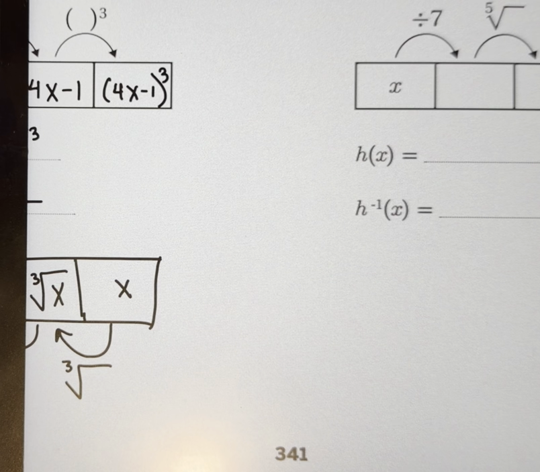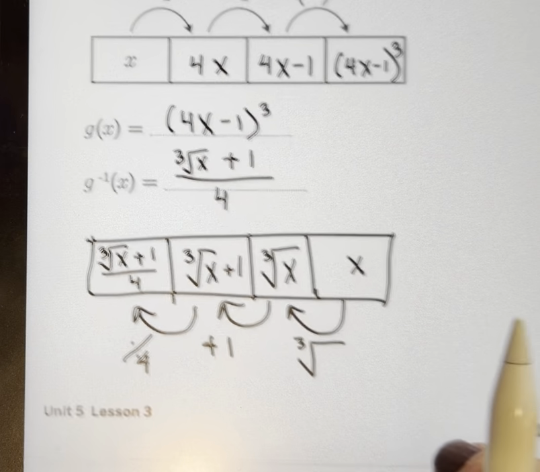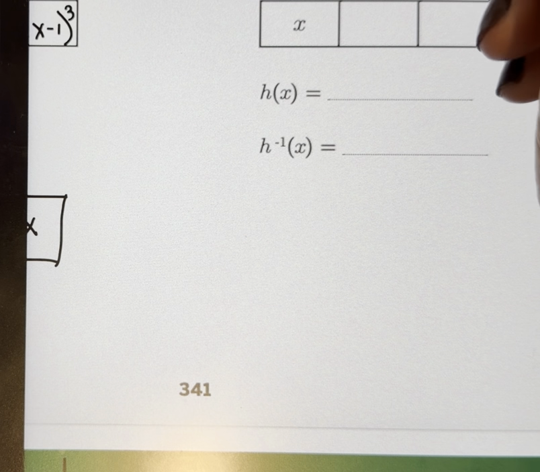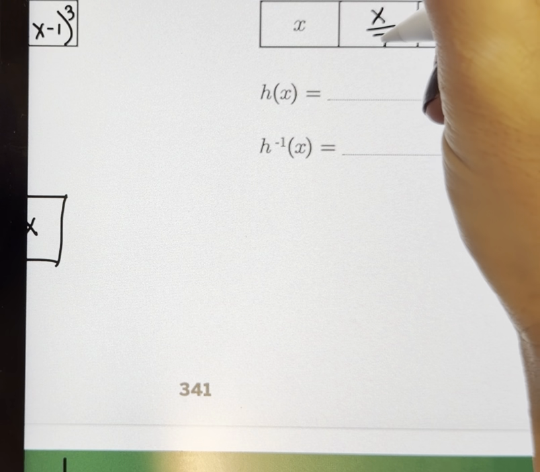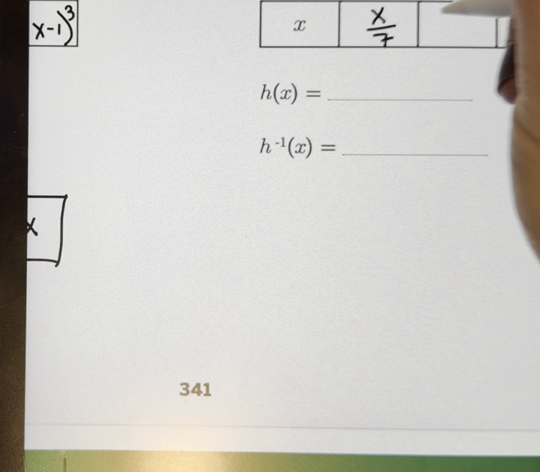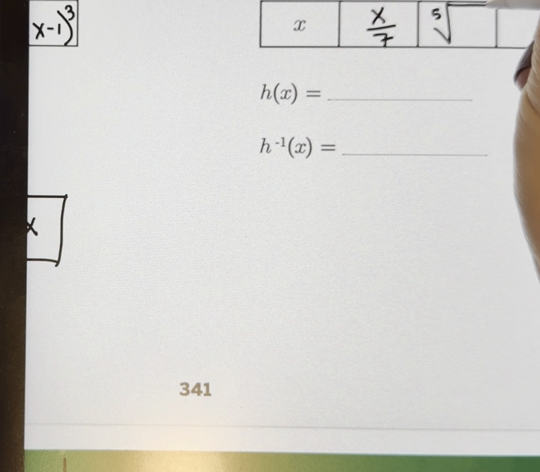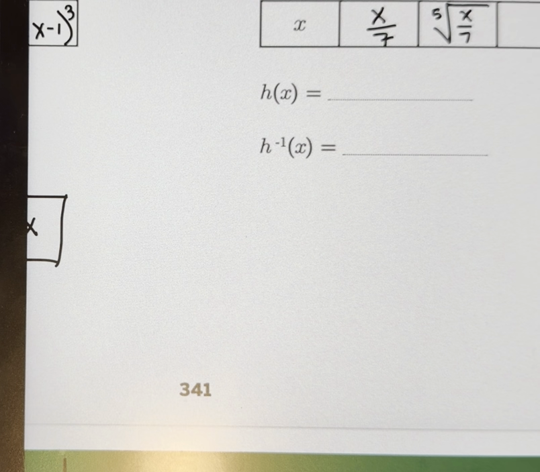Okay, let's look at this next one. I'll do this one algebraically, maybe, to be fair. Okay, first thing, they want me to divide x by 7, so x over 7. Then they want me to take the 5th root, so the 5th root of x over 7. Then they want me to subtract 8. Okay, so the 5th root of x over 7, minus 8.